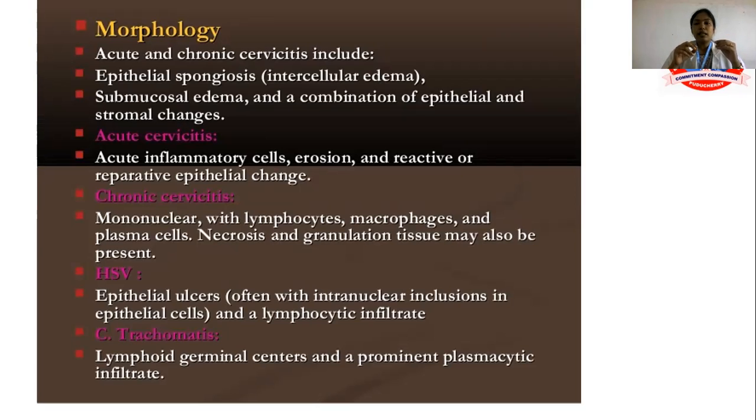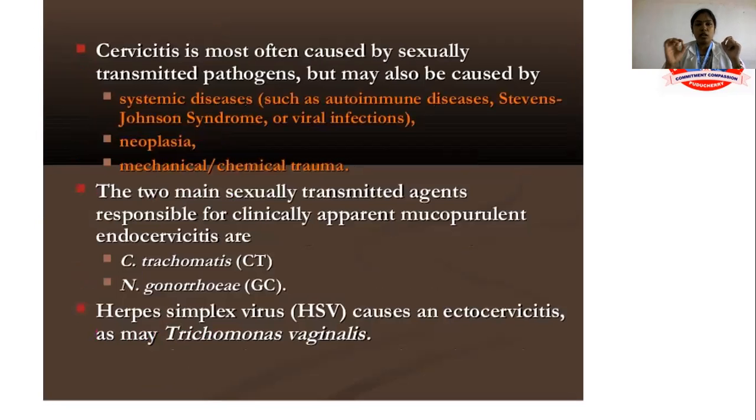In case the infection is because of herpes simplex virus, there are epithelial ulcers and a lymphocyte infiltration. In the epithelial ulcer, you can see intranuclear inclusions in the epithelial cells in case of herpes simplex virus infection. And in some of the sexually transmitted infections like chlamydia trachomatis, you can see lymphoid germinal centers and a prominent lymphoplasmacytic infiltrate.